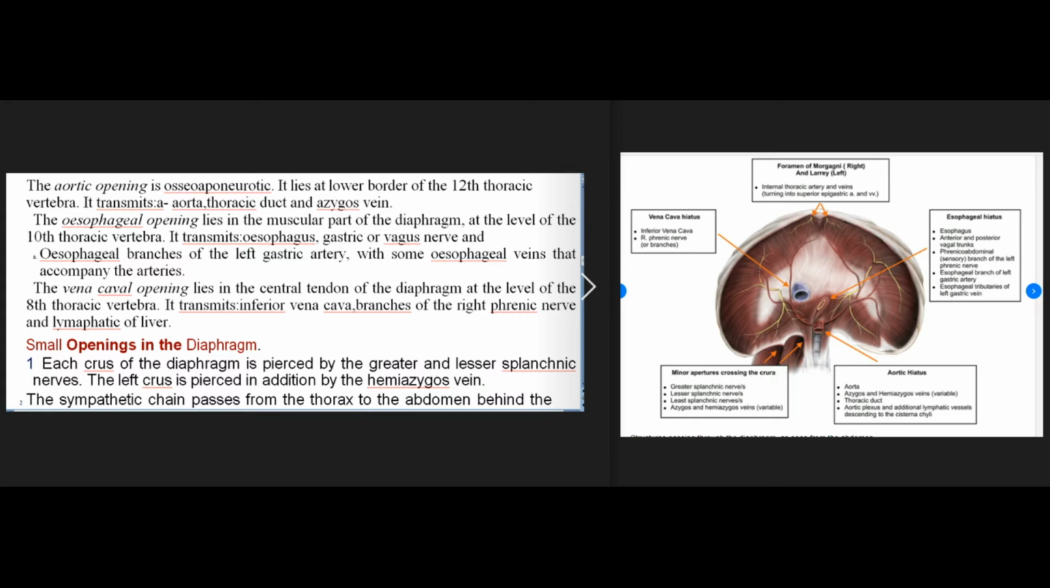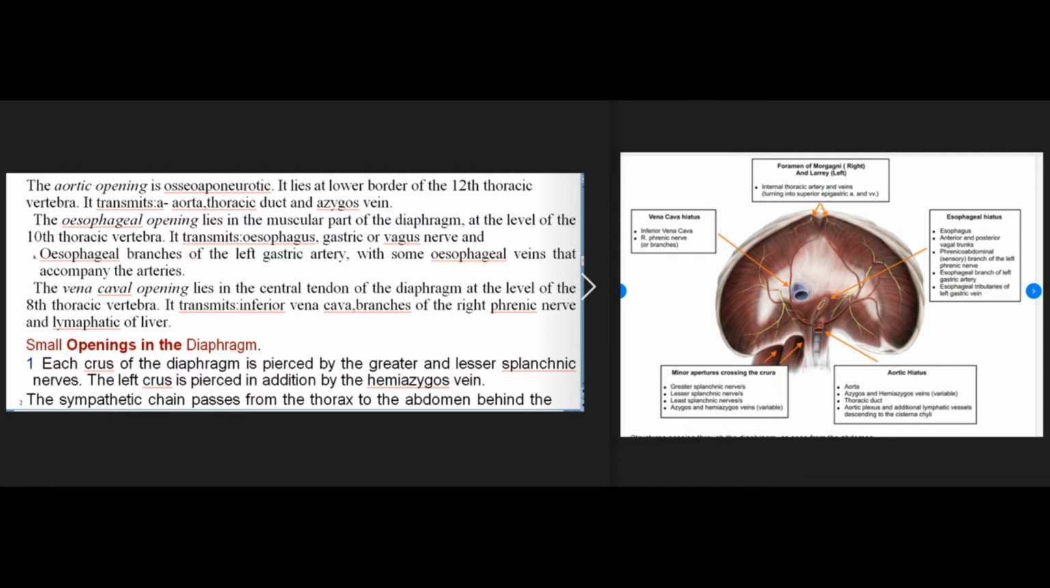The esophageal opening lies in the muscular part of the diaphragm, at the level of the 10th thoracic vertebra. It transmits the esophagus, gastric or vagus nerve and esophageal branches of the left gastric artery, with some esophageal veins that accompany the arteries. The vena caval opening lies in the central tendon of the diaphragm at the level of the 8th thoracic vertebra. It transmits the inferior vena cava, branches of the right phrenic nerve and lymphatics of the liver.